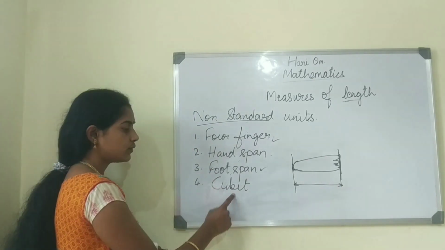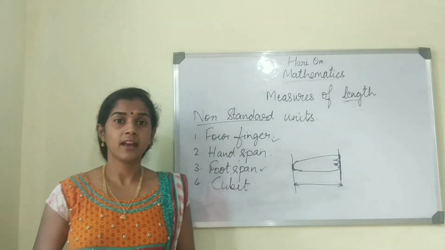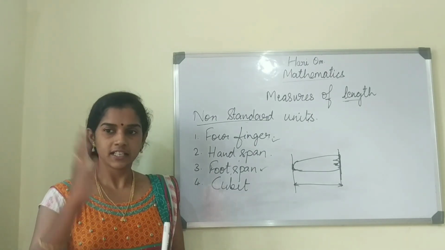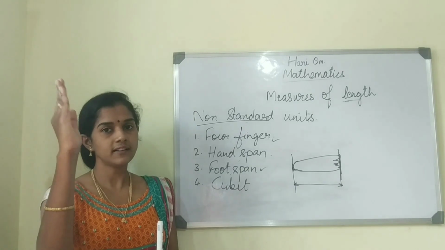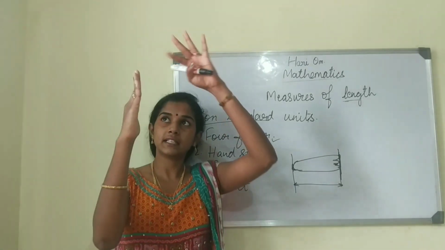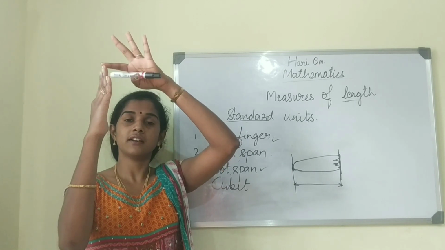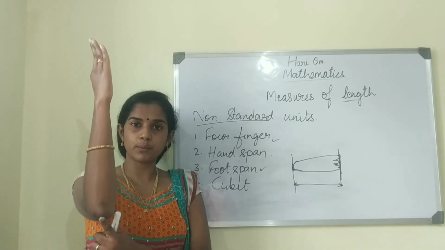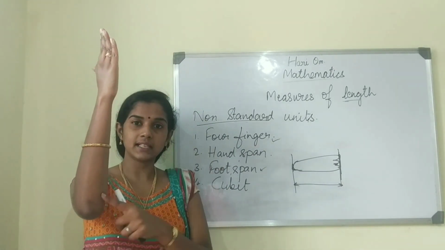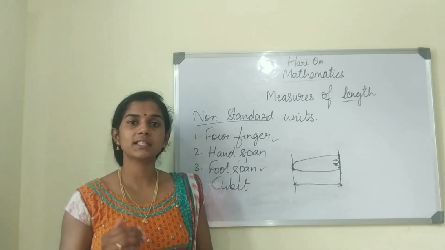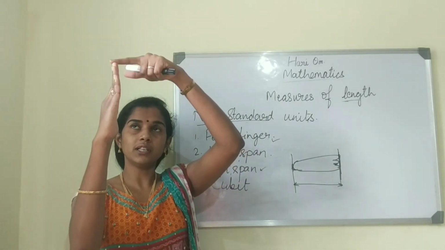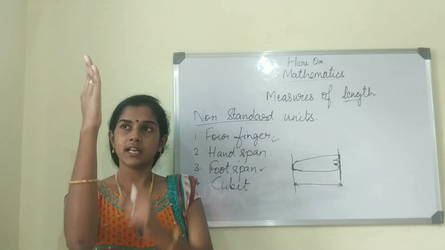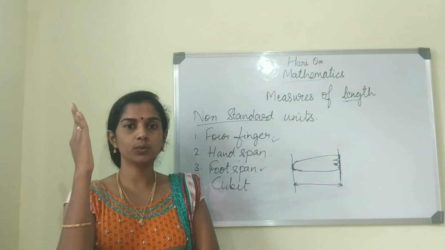Okay, now let us learn what is cubit. Have you all seen the flower seller? How does she sell her flowers? She uses her hands to sell the flowers. The tip of the longest finger till the tip of the elbow, this length is called as cubit. What is it called? Cubit. So tip of the longest finger till the tip of the elbow, this length is called as cubit.